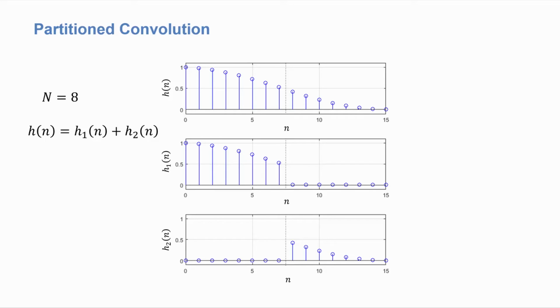We can represent our impulse response h(t) as a sum of 2 impulse responses, h1(t) and h2(t), that exhibit non-zero taps only in the first half or only in the second half, respectively, as indicated by the middle and the bottom plot.